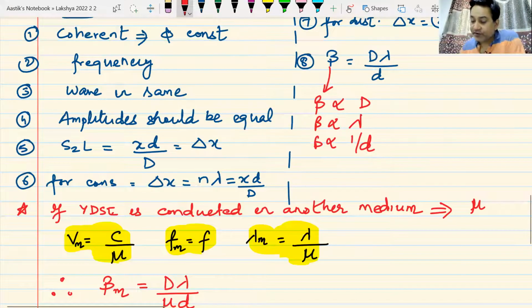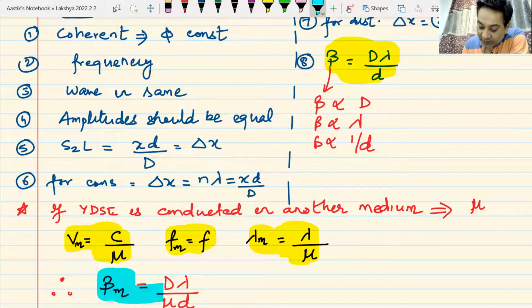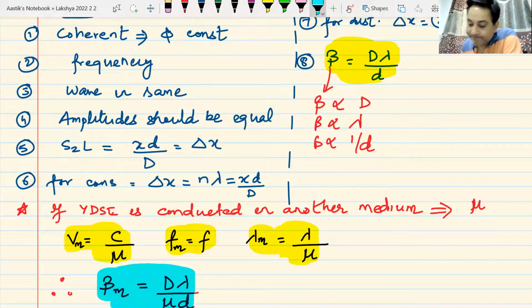The original fringe width is in yellow. Do we see this original fringe width? It was d lambda by d. And this new fringe width has become d lambda by mu d. Do we understand the difference?